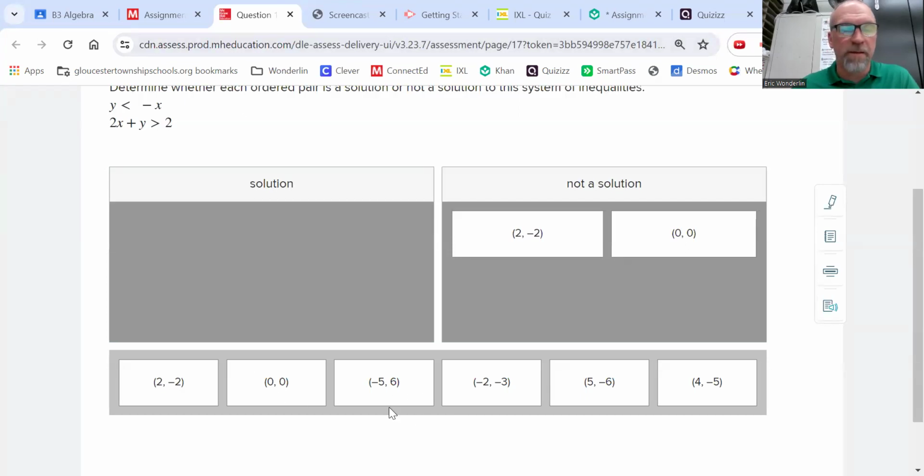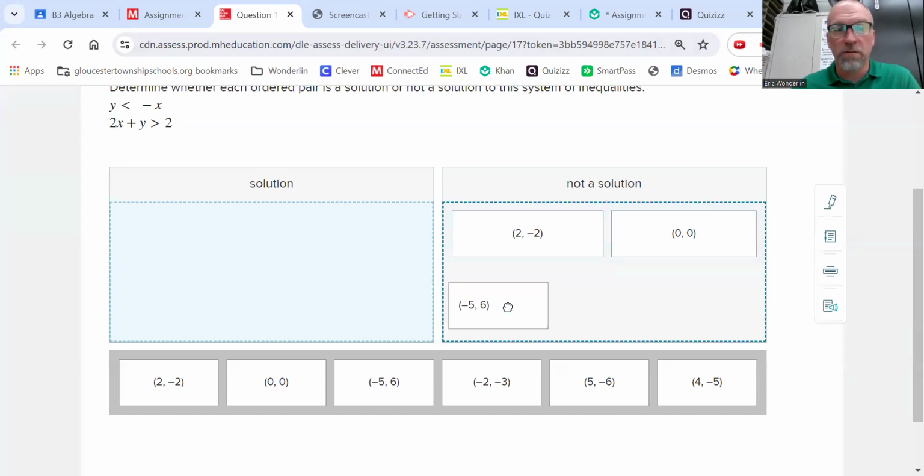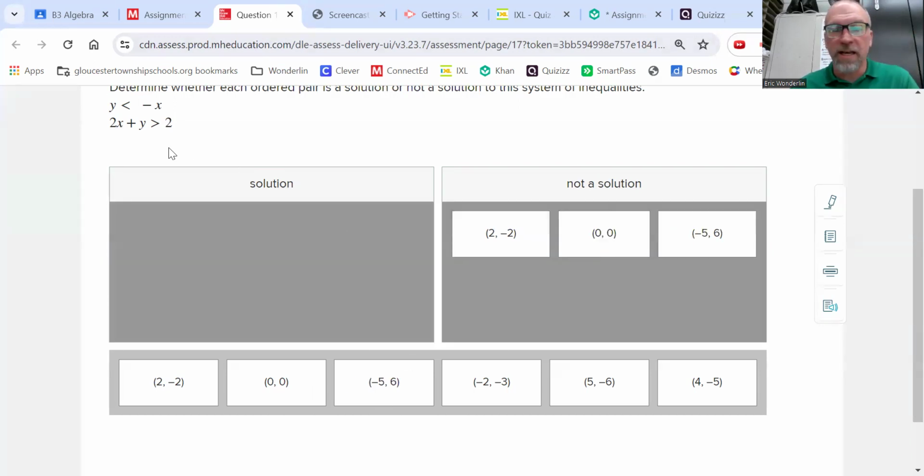Negative 5, comma 6. X is negative 5. Negative negative 5 becomes positive 5. Y is 6. Is 6 less than 5? No. Haven't even had to go to the second inequality yet. The first 3 have been knocked out by just the first one. Why am I doing the first one? It's easier. There's no multiplication. Do the easiest one.